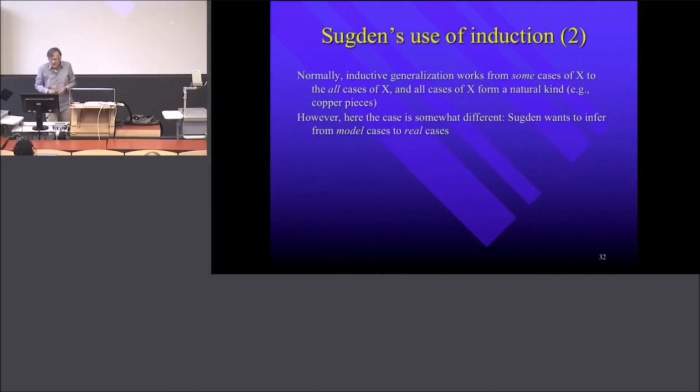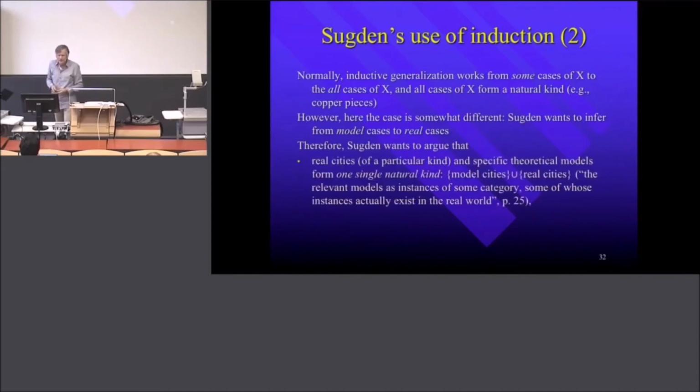Sugden discusses it. Here the case is different. Sugden wants to infer from model cases to real cases. But he says, yeah, this difference between model and real isn't so important because the causality is the same, and that produces the natural kind. And therefore, Sugden wants to argue that real cities of a particular kind and specific theoretical models form one single natural kind, namely the union, right? The model cities and the real cities. They are one natural kind.